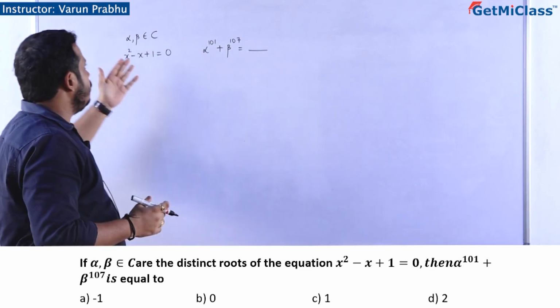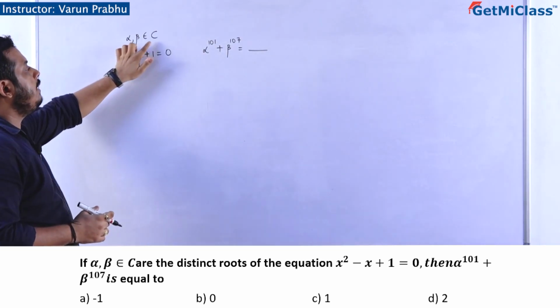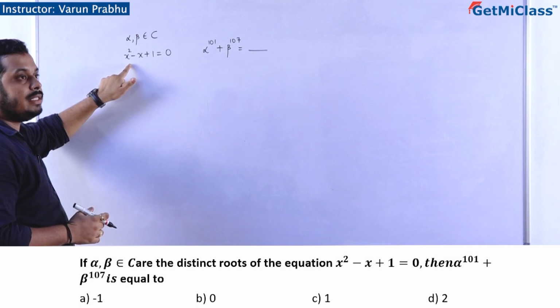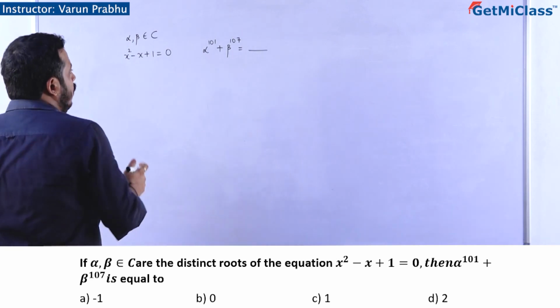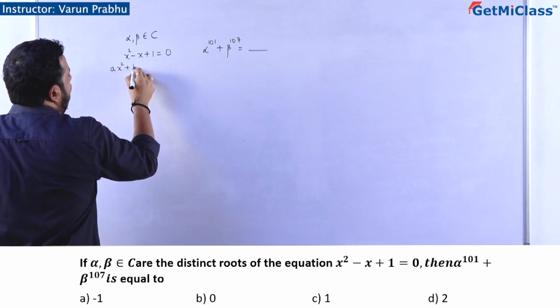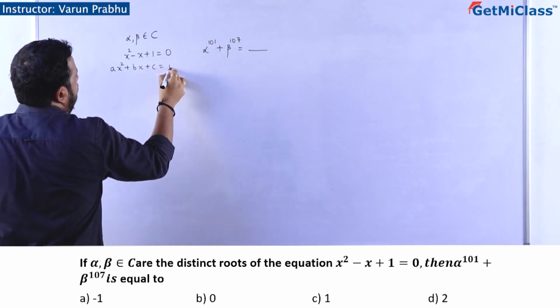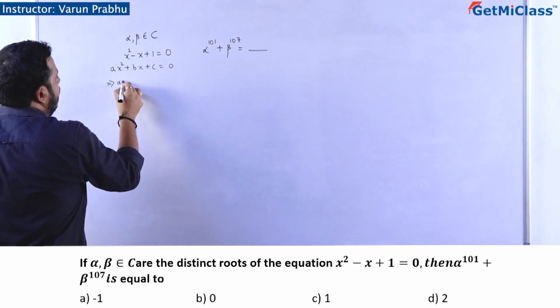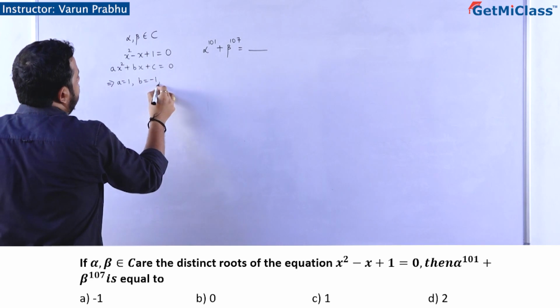If you look at this question, students, it's told in the problem that alpha and beta are two complex numbers which are distinct roots of this quadratic equation. So I'll compare this equation with ax² + bx + c = 0. This implies that a = 1, b = -1, c = 1.